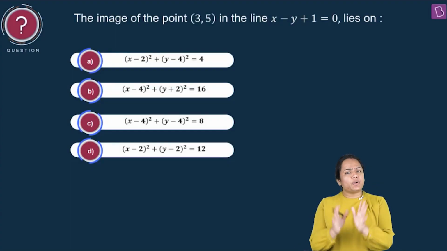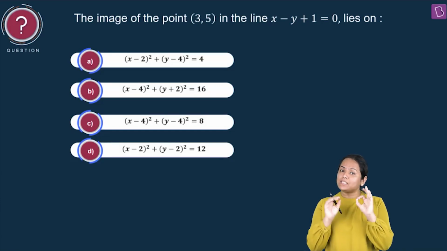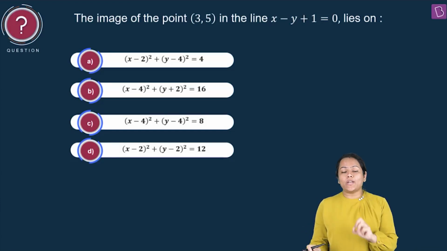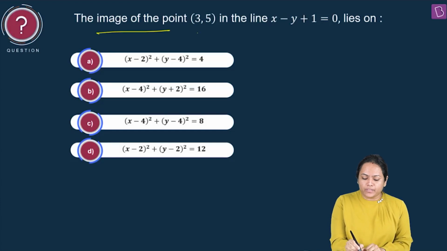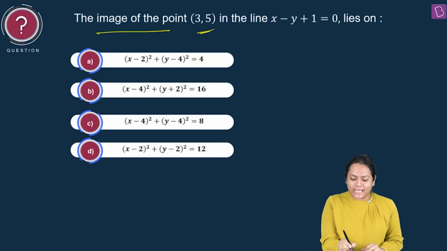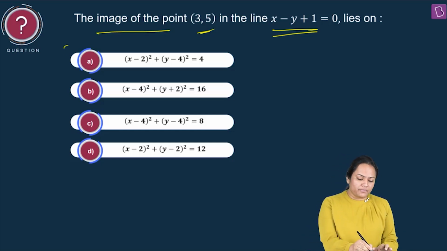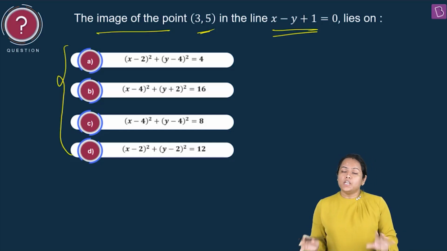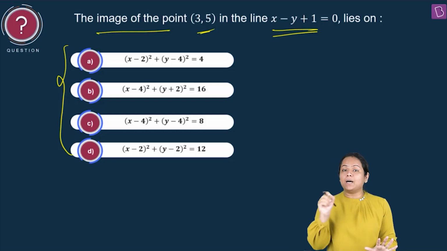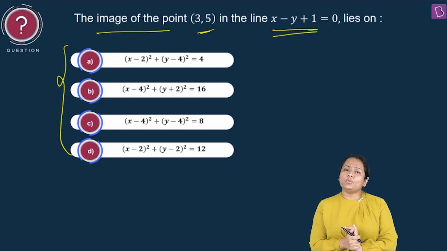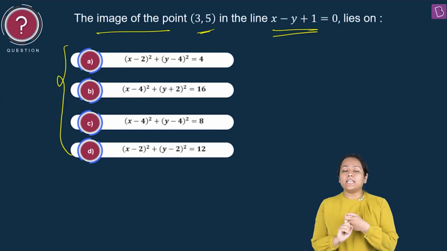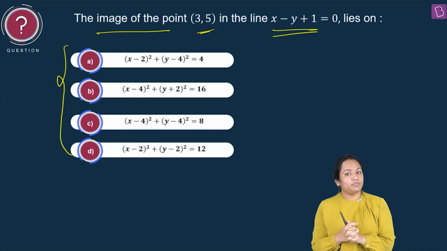Well, the next question is from straight lines, and guys, trust me, it is a very easy question. The question says: image of the point 3, 5 in the line x minus y plus 1 equal to 0 lies on which of these four curves? So you have to just find the image of the point about the line. How are we going to do this? Well, there is one thing. If you remember the formula, you can apply the formula.